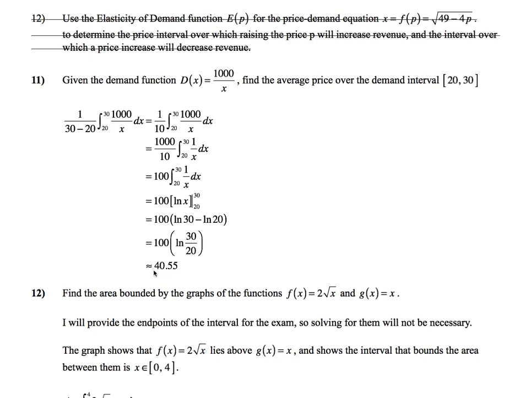I think it was 40.5465 or something like that, but rounding to two places, we have 40.55, so that is the average price over the demand interval 20 to 30.